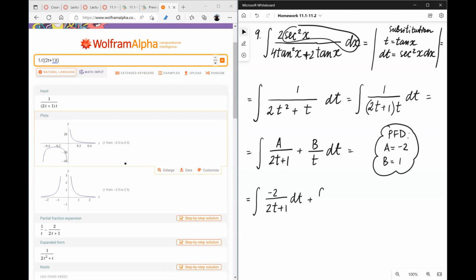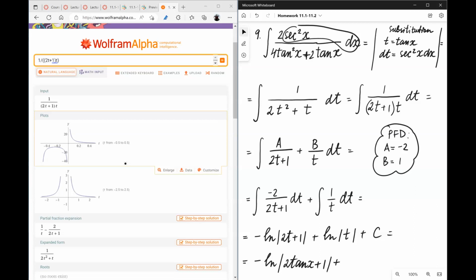But I'm going to split it right away, so here's what we have. Now, these are very simple integrals. The first one will be negative ln of absolute value of 2t plus 1. The second one is just ln of absolute value of t. But remember, the original variable wasn't t, it was x. So we're going to simplify it further and write it out like this. That's the final answer.